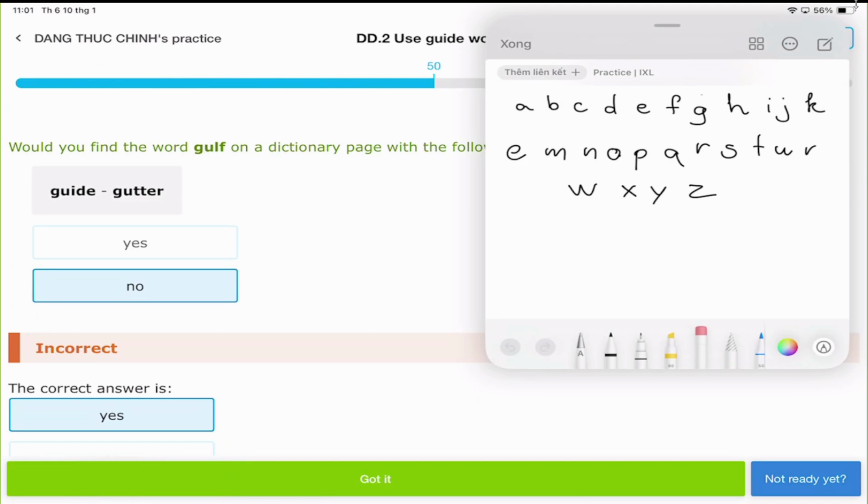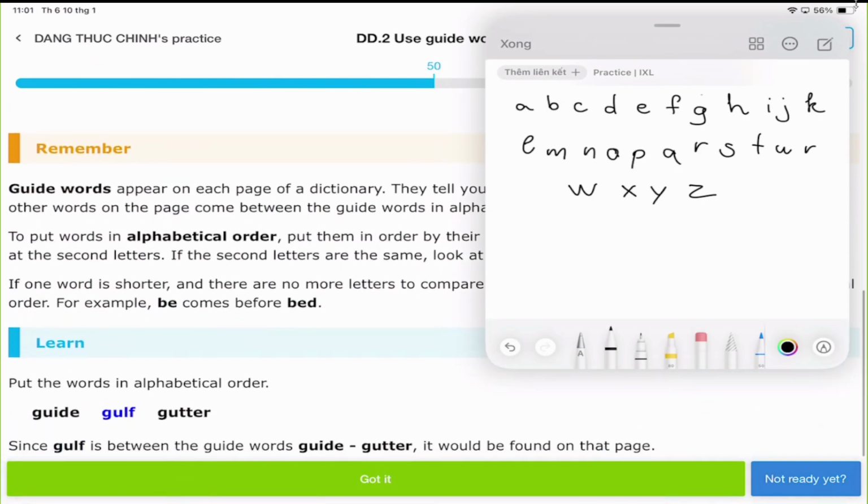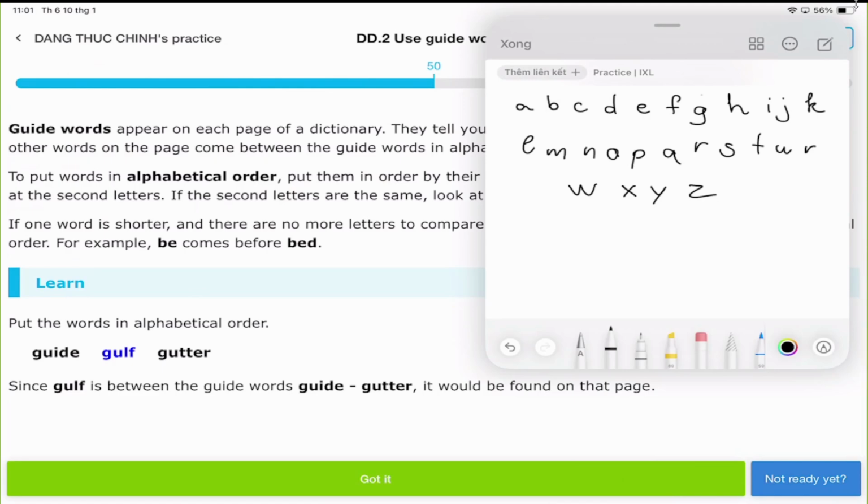Okay. So sorry. So the answer is yes, because I accidentally looked at the second word, not the third word, so I'm wrong.